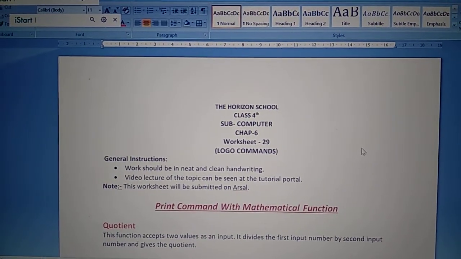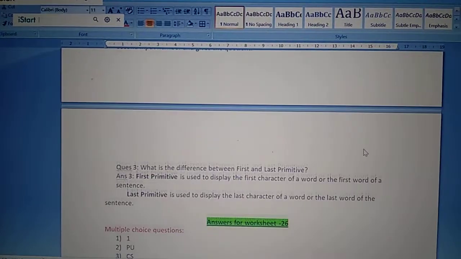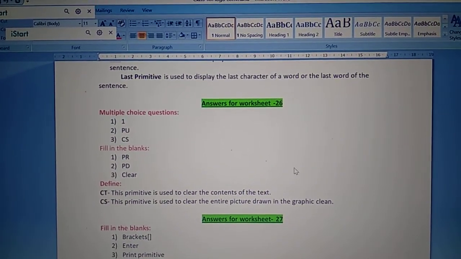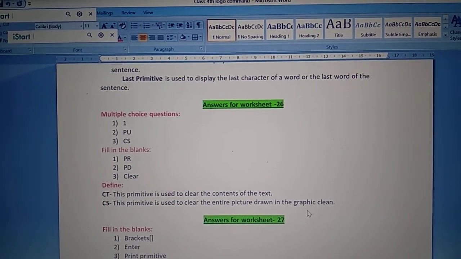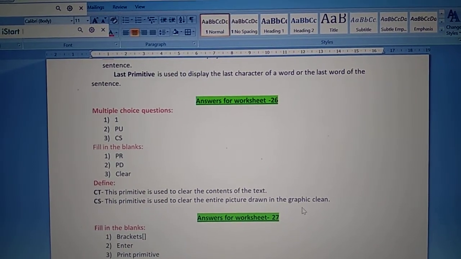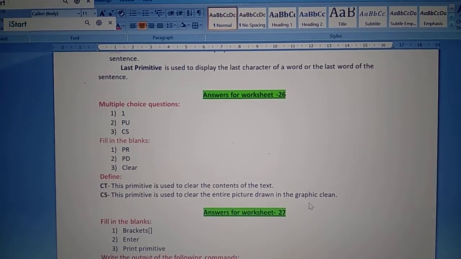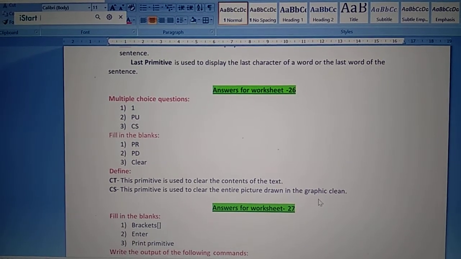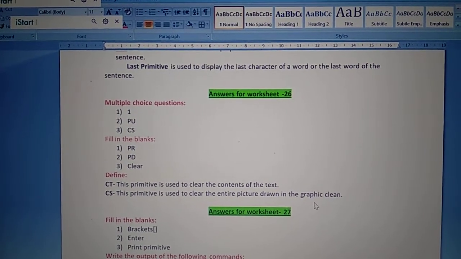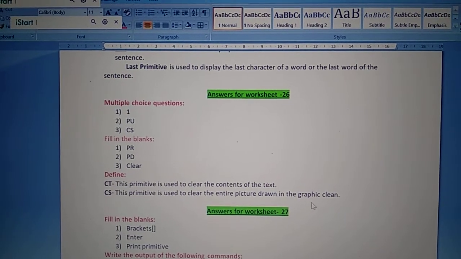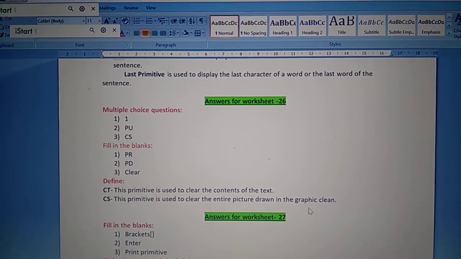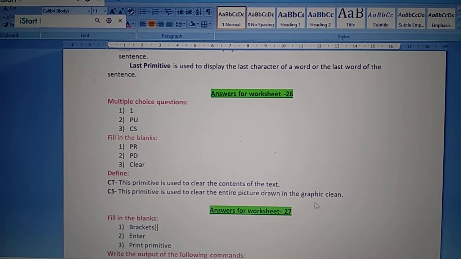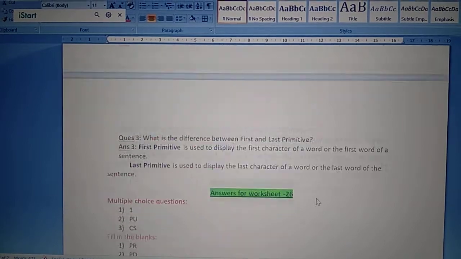At the end of this worksheet, I have given you the answers of worksheet number 26 and worksheet number 27 of the same chapter, which Ankita ma'am has already given you. So these are the answers, so don't write incorrect answers. You can correct your answers or cross-check them from this answer key. Worksheet number 28 I will give you later.